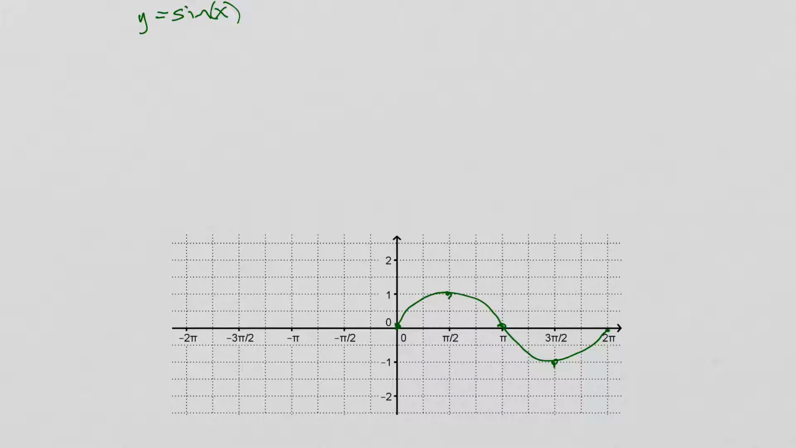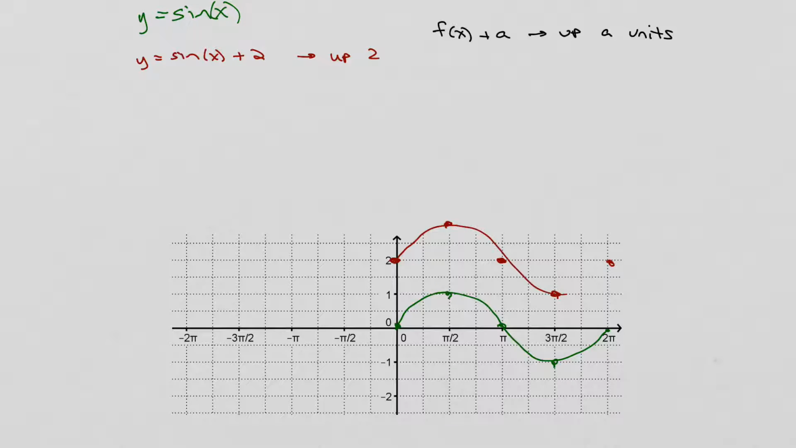For instance, if I have f of x plus a, that shifts my picture up by a units. So if I wanted to graph y equals sine of x plus 2, that's going to take my sine of x and make it go up by 2 spots. This point 0, 0 gets bumped up here to 0, 2. Pi over 2, 1 gets bumped up to pi over 2, 3. Pi, 0 gets bumped up to pi, 2. This one gets bumped up to 1. That one gets bumped back up to 2. And it'll look like this thing.